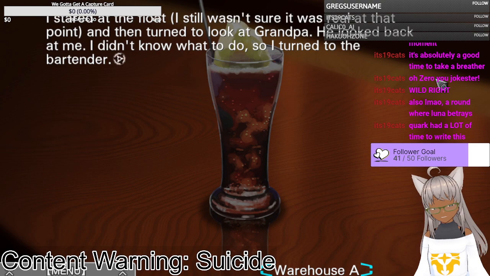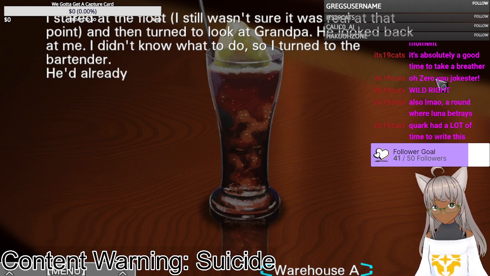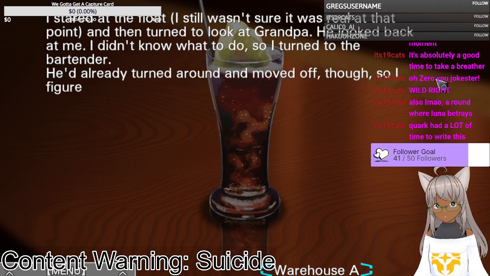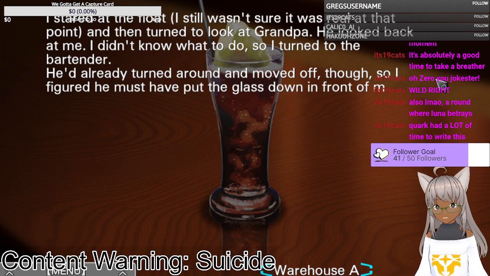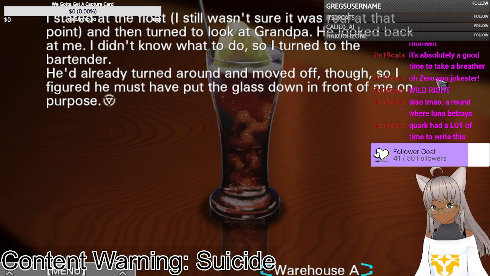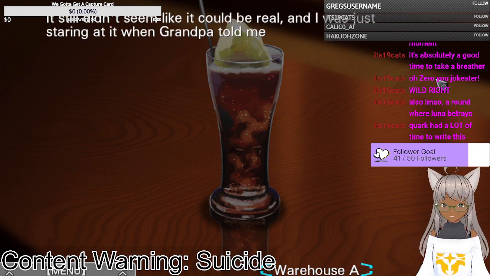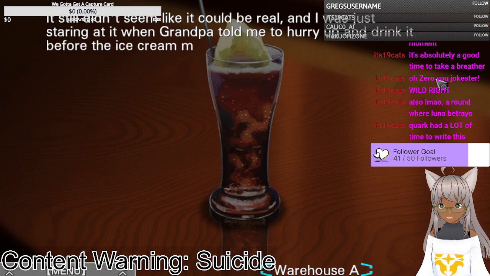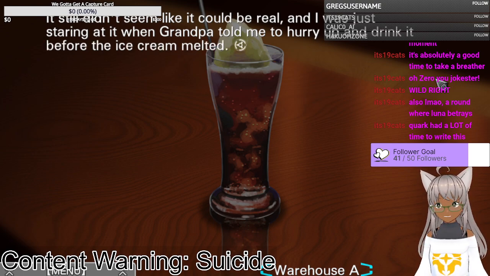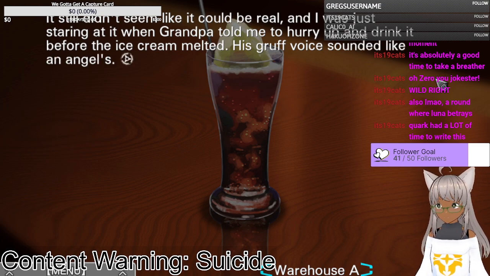I didn't know what to do, so I turned to the bartender. He'd already turned around and moved off, though, so I figured he must have put the glass down in front of me on purpose. It still didn't seem like it could be real, and I was just staring at it when Grandpa told me to hurry up and drink it before the ice cream melted. His gruff voice sounded like an angel's.